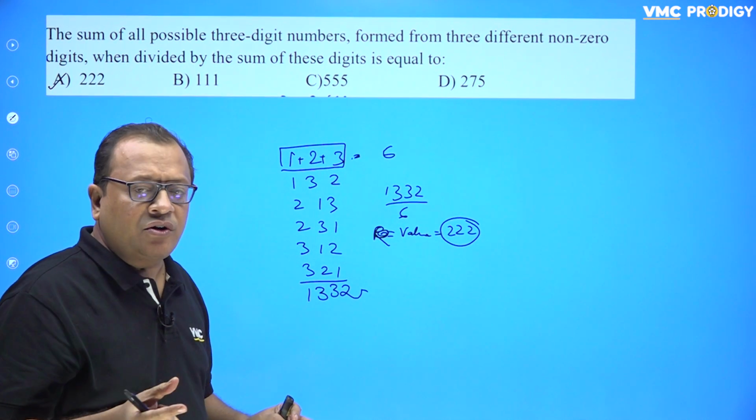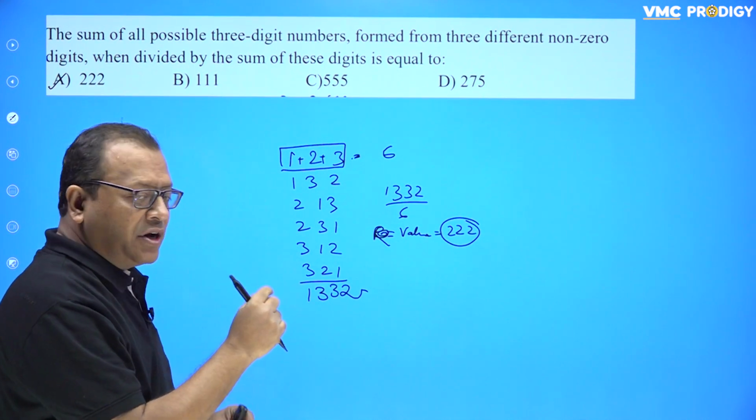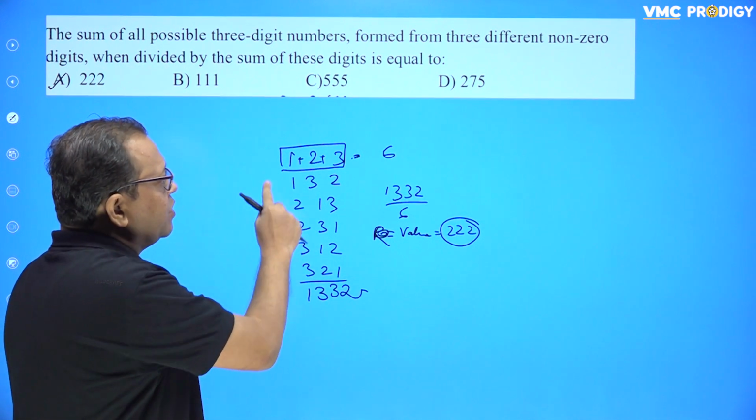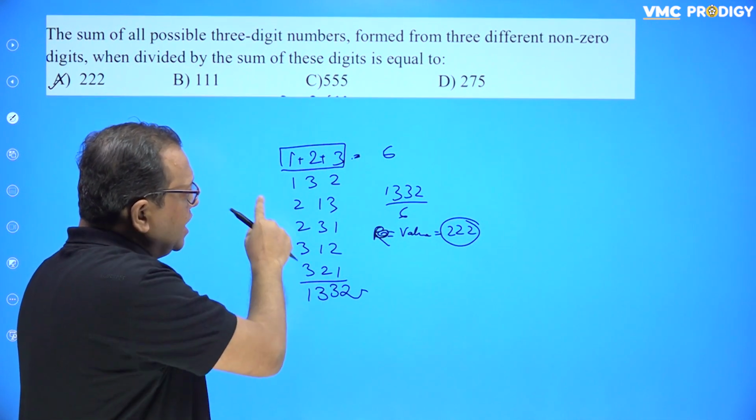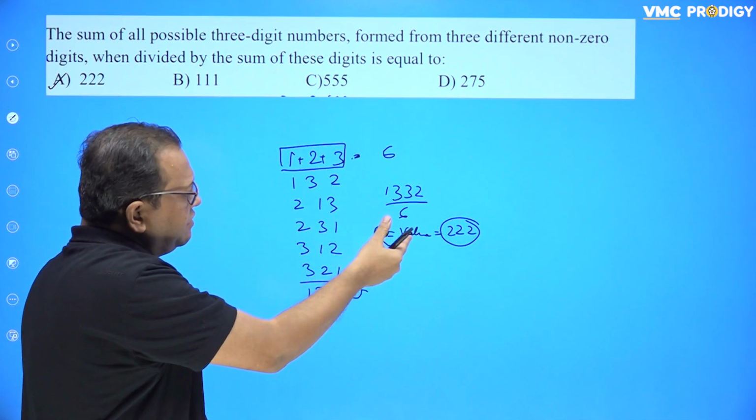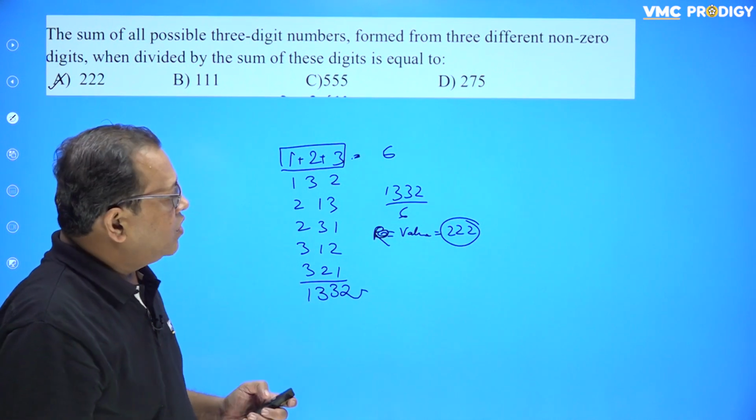You don't need to apply the concept of permutation right now. You have to be a little bit enduring. Start from the lowest digits, 1, 2, 3, 1, 3, 2, write these numbers and write the sum, divide it by the sum of the digits 6, and you will get the answer very easily.